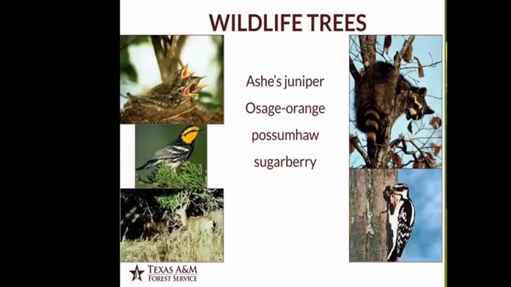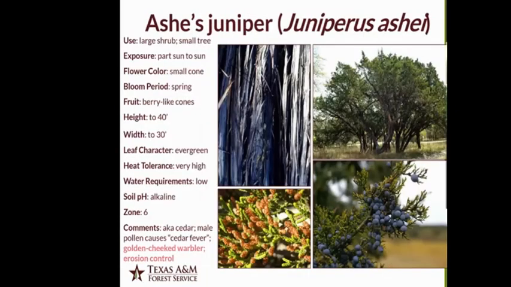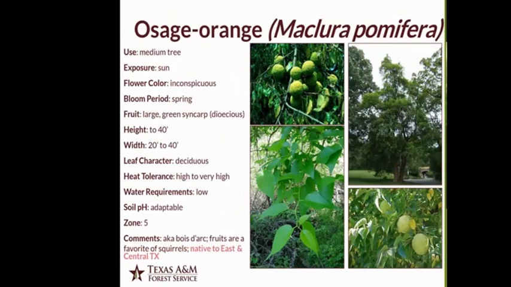All right, I'll go quickly through these. Just for wildlife, ash juniper, although right now I'm sure a lot of us are struggling with cedar fever. It is a great tree for the golden cheek warbler, especially those mature ash junipers. They use the bark for nesting. They strip off that bark. Osage orange, I don't see this a lot, also called bodark. The squirrels love those big fruits.